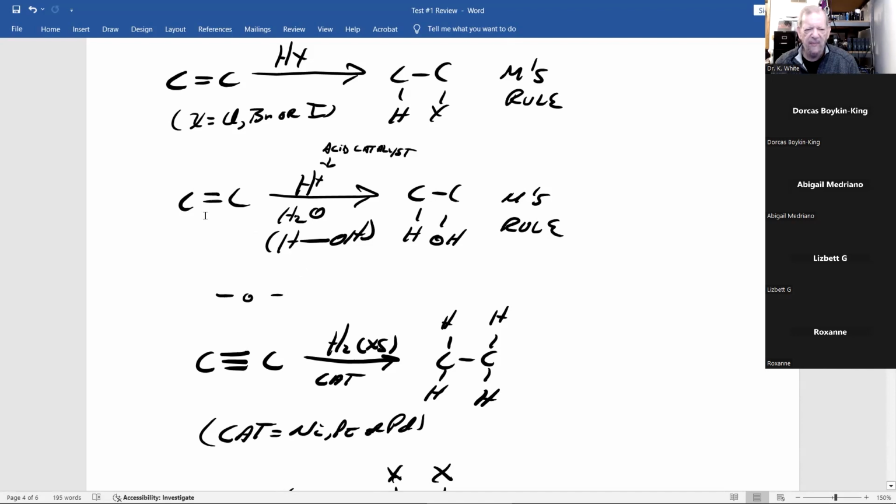You break the pi bond. A catalyst is something that makes it go quicker, but is not consumed or added in the reaction. And therefore, you break the pi bond. One carbon of the double bond gets H, the other gets OH, and it follows Markovnikov's rule. The carbon of the double bond with the most hydrogen gets the H, and the other carbon gets the OH, hydroxyl group.